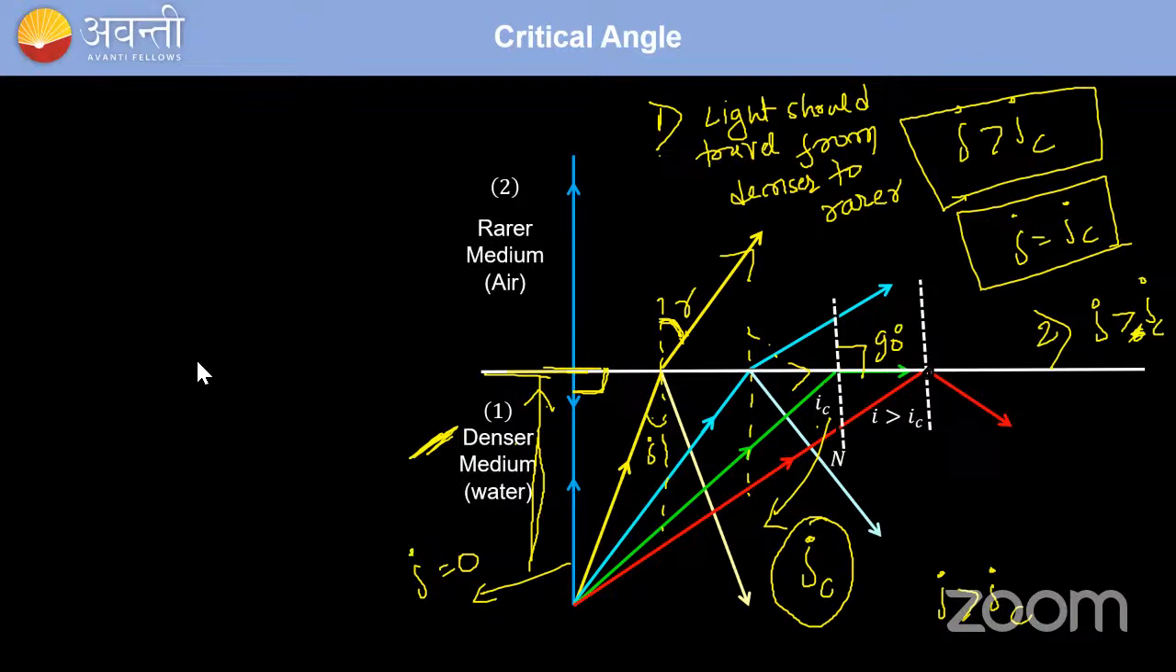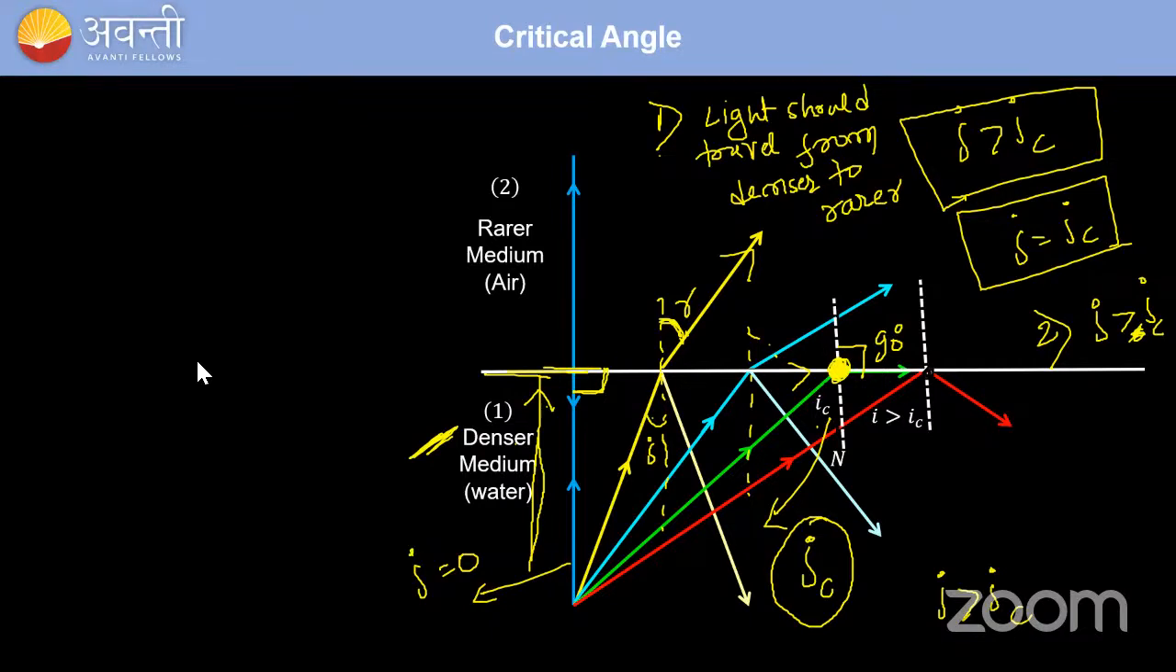Okay. So these are the two conditions. Now we will calculate the value of IC. Because for angle of incidence IC, the angle of refraction is known, that is 90 degrees. So at this point we will apply what? We will apply Snell's law. So let's apply it and see.